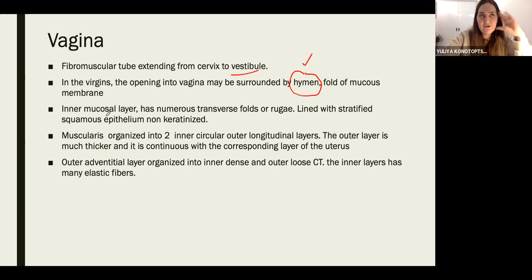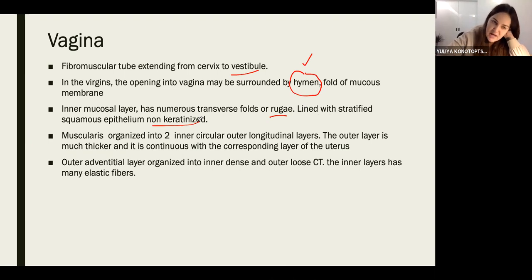Inner mucosal layer, so of course, because it is a tube, is going to consist of the same thing. So we have mucosa, right, the muscularis layer, and then the outer part there as well. It has numerous folds. Here they're also called ruga. So the same as in the stomach, right? So here these folds are going to be also called ruga. And the epithelium that they have is stratified squamous non-keratinized epithelium.